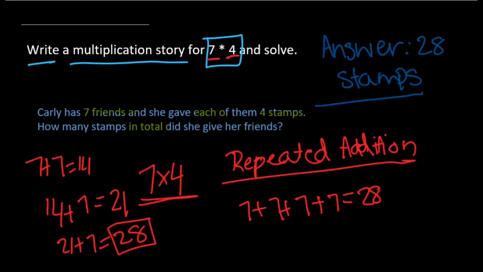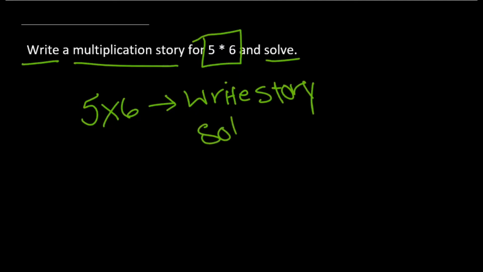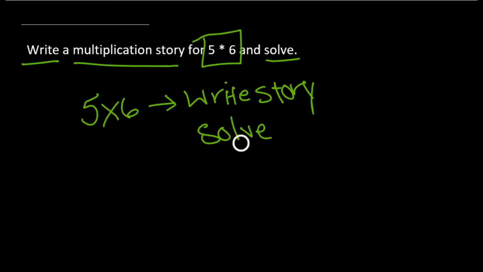Okay, let's go to the next question. For the second question we have, write a multiplication story for 5 times 6 and solve. We write a story, and then we solve. We do the same exact thing we did for the previous problem, which was 7 times 4. So let's get to it.